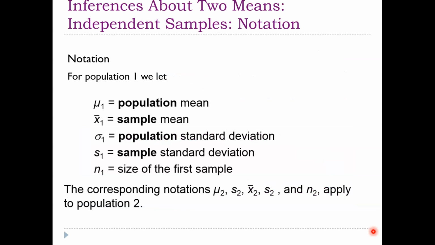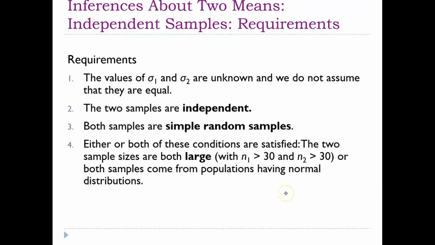The notations will be the same as what we used for one population: mu, population mean; x bar, sample mean; sigma, population standard deviation; s, sample standard deviation; n is the size of the sample. And we'll use subscript 1 for the first population and subscript 2 for the second population.